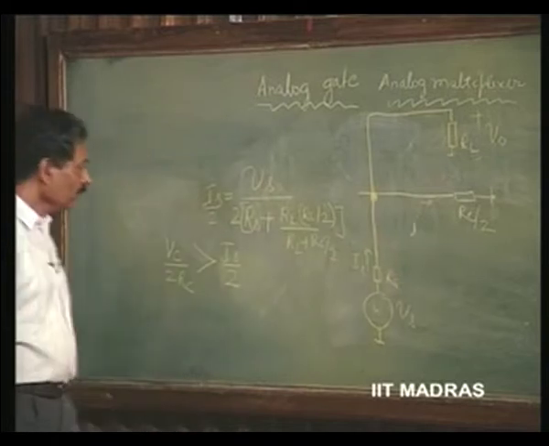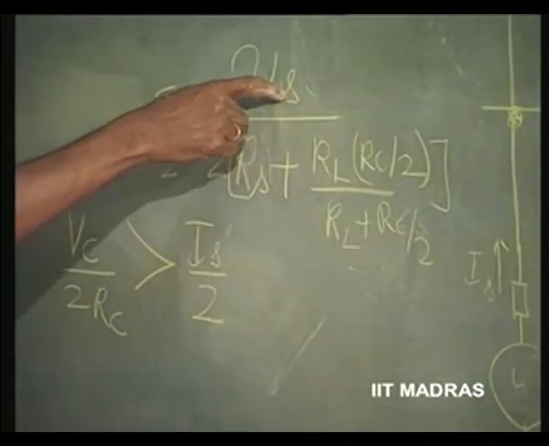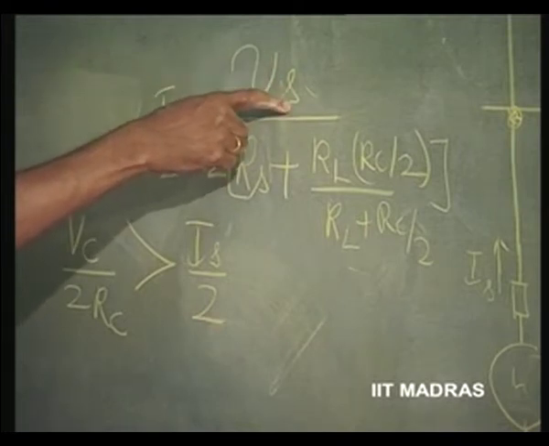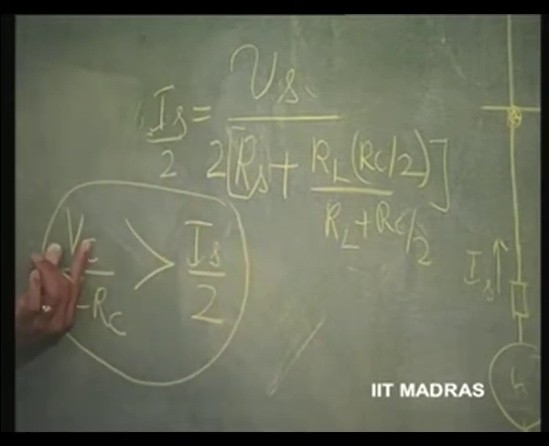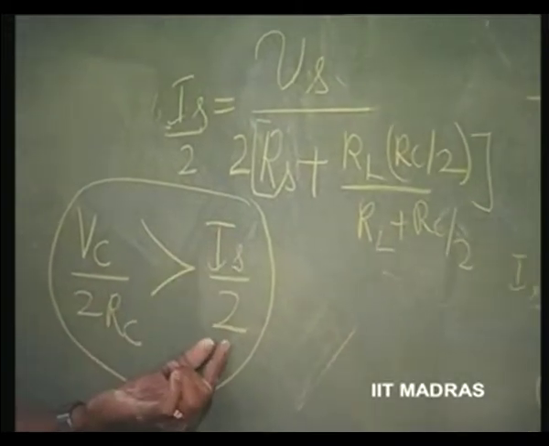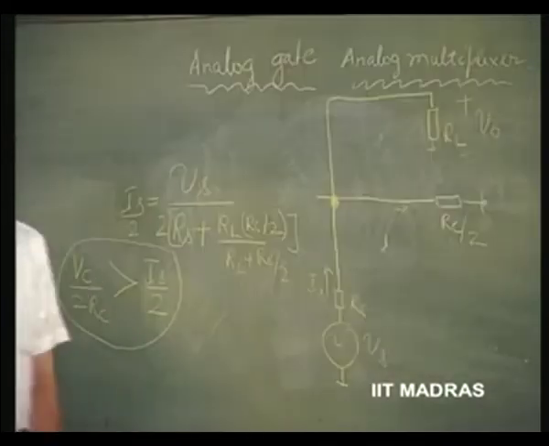So, we can therefore find out the maximum value of Vs, or the most positive value of Vs as well as most negative value of Vs, using this equation. At all times Vc by 2 Rc should be kept greater than Is by 2. If that is done, this circuit will function satisfactorily.